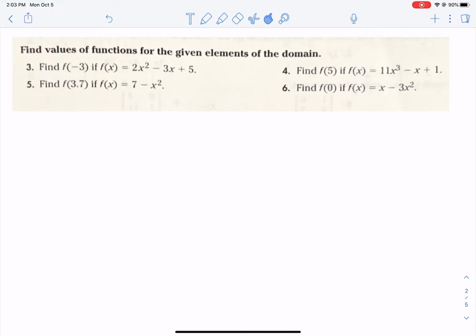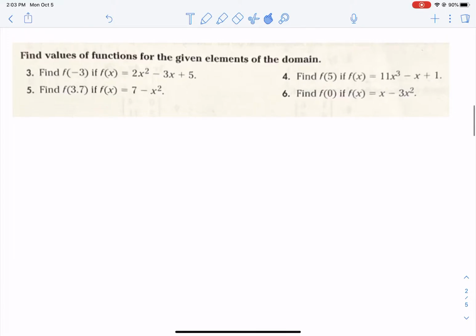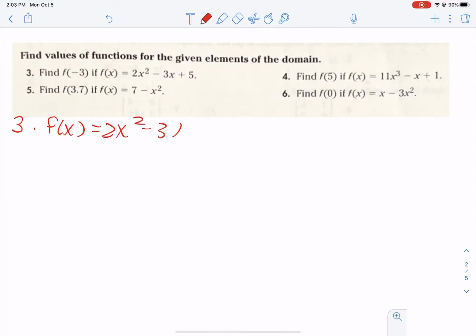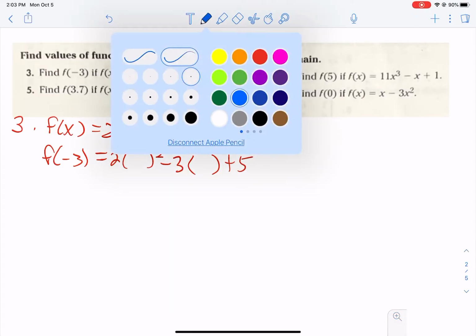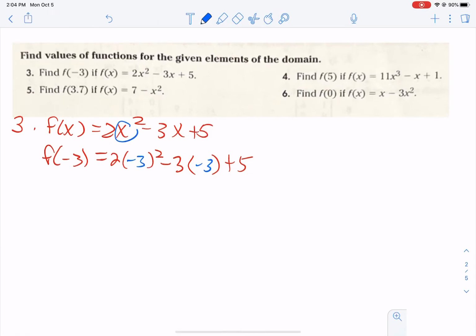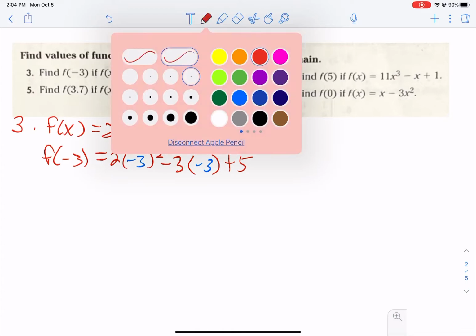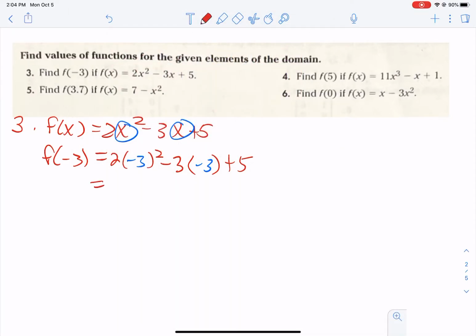It says find the values of the functions for the given elements of the domain. Let's start with number 3. It says that f of x is 2x squared minus 3x plus 5. For f of -3, you're just going to take out all of the original x's and input -3. So that's going to go right there and right there. As you do this, you have to follow order of operations, so make sure you don't do anything funky here. So this is 2 times 9 plus 9 plus 5, and then that is going to be 32.